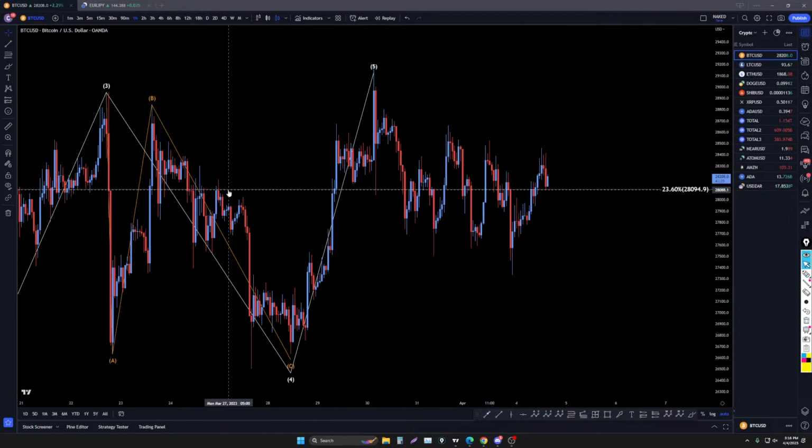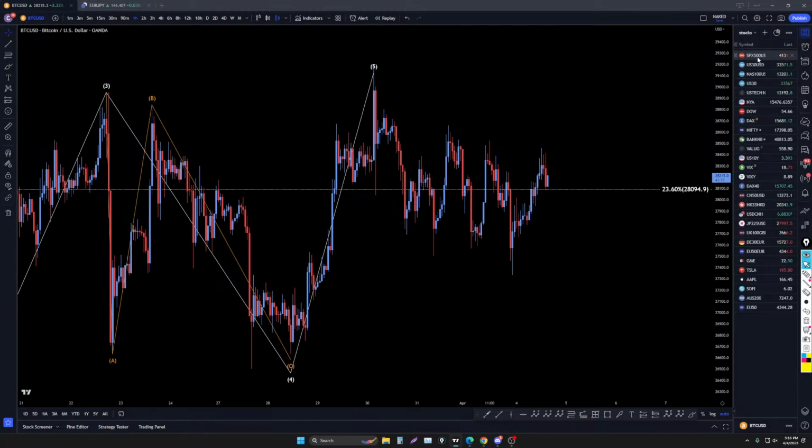So Bitcoin, I'm definitely still looking for longs, and it definitely looks like it's trying to go long right now. Indexes. Let's check out the Nasdaq. Nasdaq next.